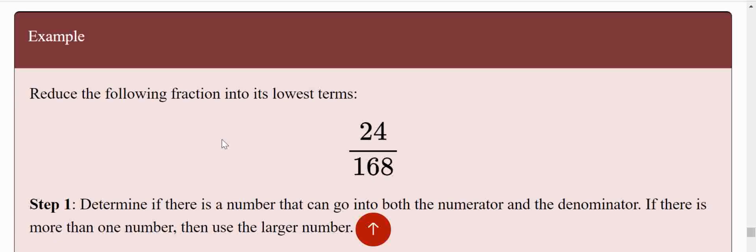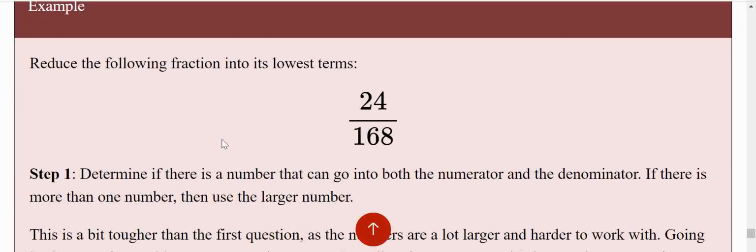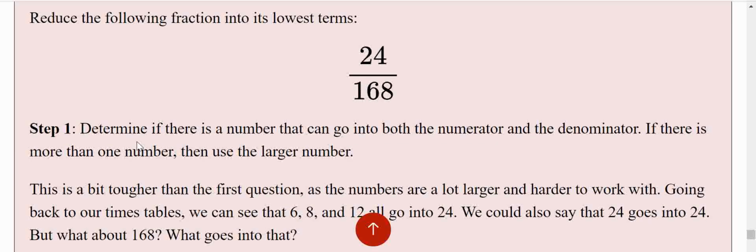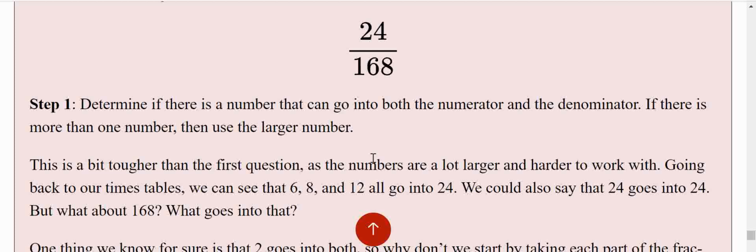Example. Reduce the following fraction into its lowest terms. 24 over 168. Step 1. Determine if there is a number that can go into both the numerator and the denominator. If there is more than one number, then use the larger number. This is a bit tougher than the first question, as the numbers are a lot larger and harder to work with. Going back to our times tables, we can see that 6, 8, 12 all go into 24. We could also say that 24 goes into 24. But what about 168? What goes into that?